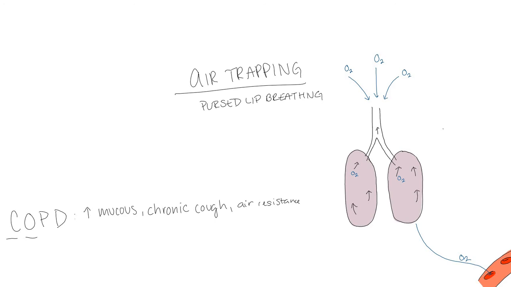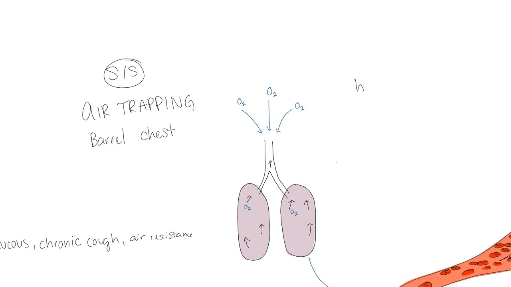But this air trapping is going to cause a lot of problems, and one of the main signs and symptoms of COPD is a barrel chest. Their chest is going to be so expanded all the time because they can't get rid of this excess oxygen, which is going to cause hypoxemia from that decreased oxygen, and also hypercapnia, which is excess CO2.